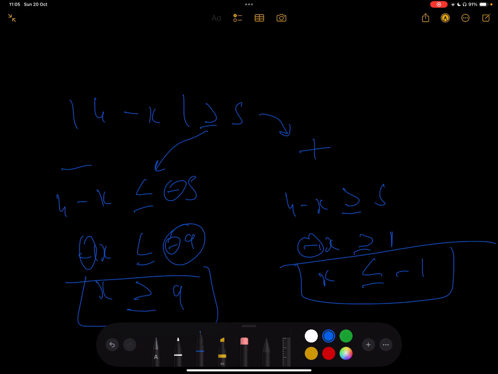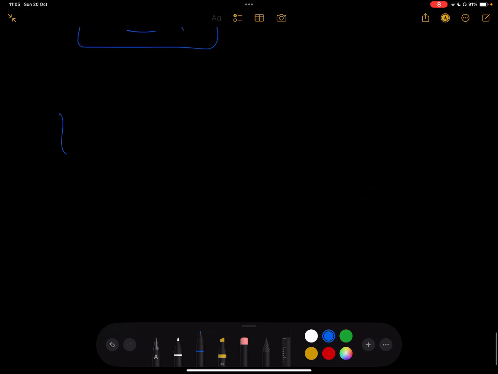Alright, so now let's move on to some slightly harder ones. Let's say that we have the modulus of 3x plus 1 is greater than or equal to the modulus of 2x minus 3. Alright, so what would we do here? Well, you could do the plus or minus approach. However, I would say you should try to do the squaring approach now.